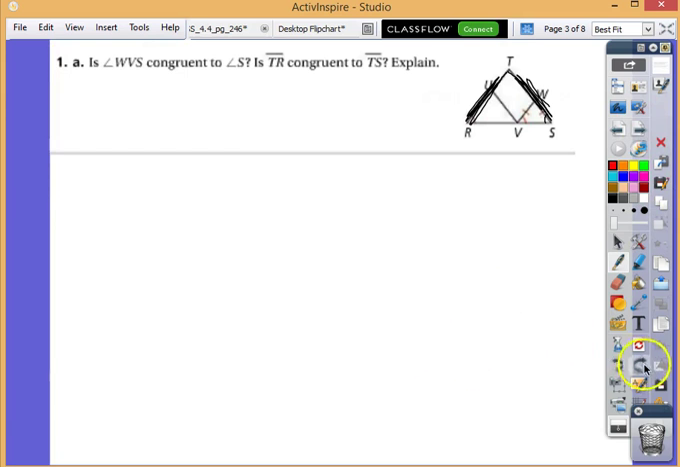because you might have a proof in which you know some information and you have to use that information to get to other information. So if we look at this little itty bitty triangle right here, can we say anything about WVS and WSV? Why? The isosceles triangle theorem. So angle WVS is congruent to angle S by the isosceles triangle theorem.